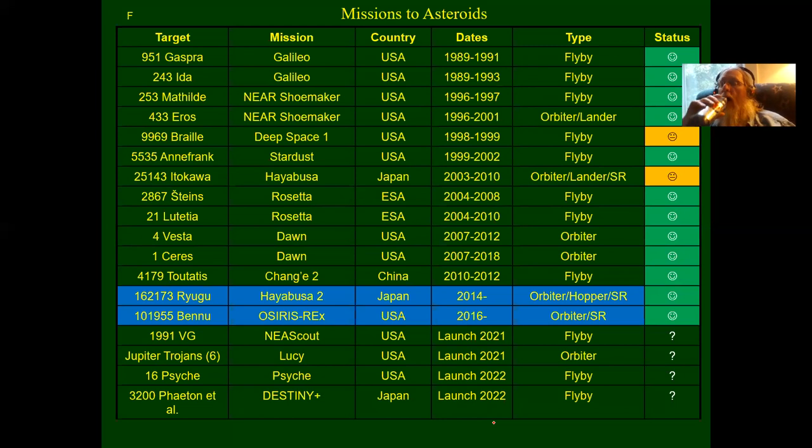And in particular, Lucy is planning to visit and in the process orbit successively half a dozen asteroids in this category called Jupiter Trojans, and we don't know much about them, so that's probably the most interesting one here. Although Psyche is actually a metallic asteroid, so that'll be of some interest. We don't have any close-up looks at any of them yet.